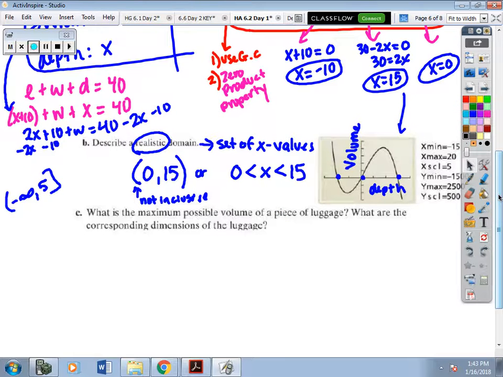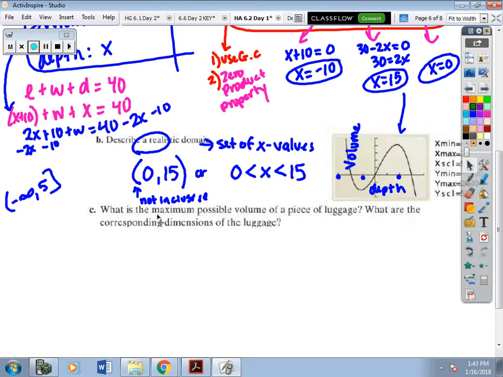Now, part C asks us, what is the maximum possible volume and what are the corresponding dimensions? So looking at our feasible region, how would we find the maximum? Oh, you have it. It's the rest of the page. How do we find the maximum of this region? How did we utilize our graphing calculator to find the relative maximum? Abby? Second trace. Good.